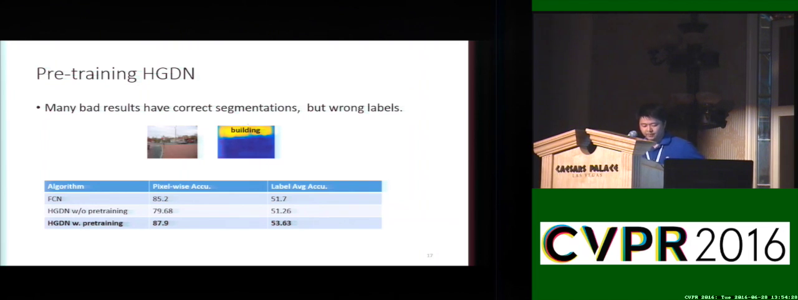We can see that our method can be significantly improved by pre-training the model on the external dataset. And in this case, the model can outperform the state-of-the-art fully convolutional network.